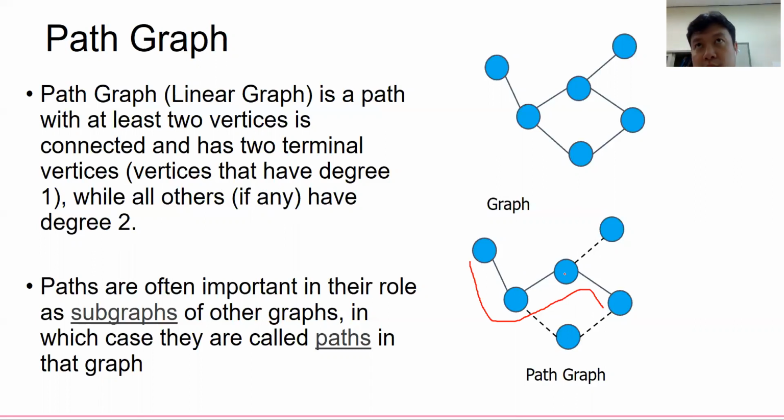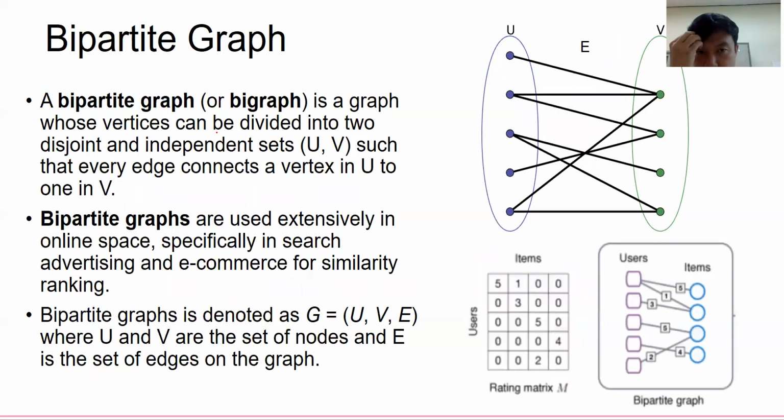If you still remember the simple path, this is the simple path in the graph, and we can draw the path graph. Paths are often important in the role as subgraphs of other graphs, in which they are called paths in that graph. You learn about the path and you learn about the cycle. We can have the path graph and we can have the cycle graph, and both of them are part of the graph.